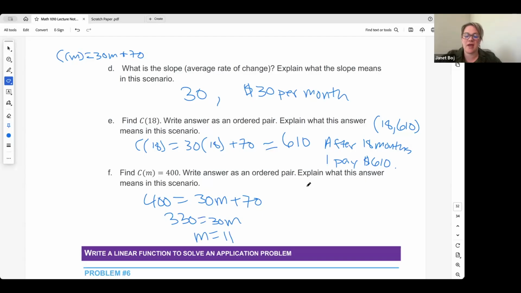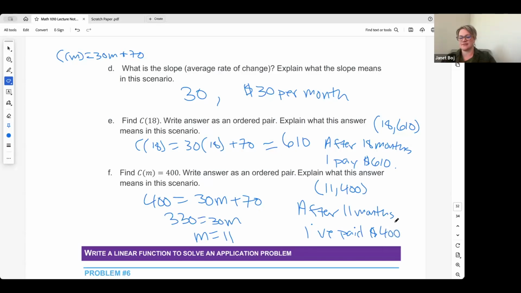Write this as an ordered pair. The ordered pair is 11, 400. And what does this mean? After 11 months, I've paid $400. Does that make sense? Yeah, 11 months is less than the 18. At 18, I've already paid 610. After 11, I've already paid 400. So that makes sense.